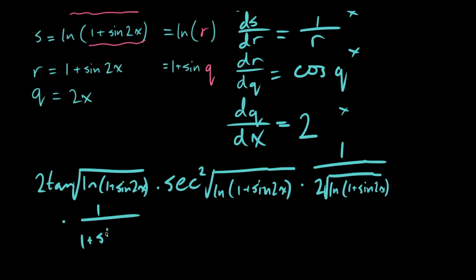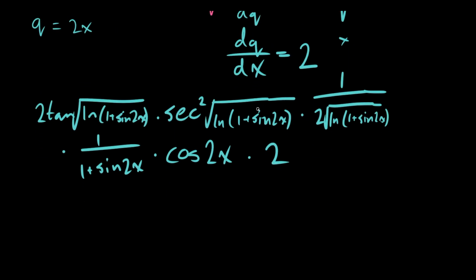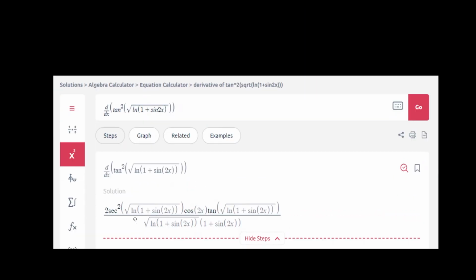Then we're going to multiply by cosine, dr/dq, which is cosine of q. So cosine of whatever q was, which is just 2x. Then finally multiplied by 2. So, well, you could go through all the trouble of simplifying this, but this is your answer. I also plugged it into Symbolab just so I could prove it. If you simplified it out, this should be what it looks like.